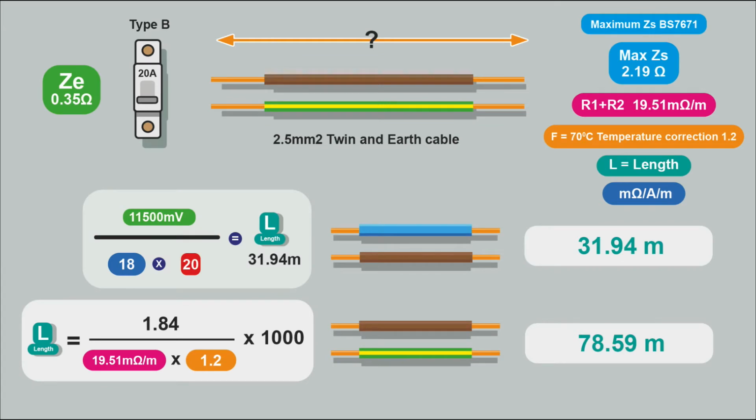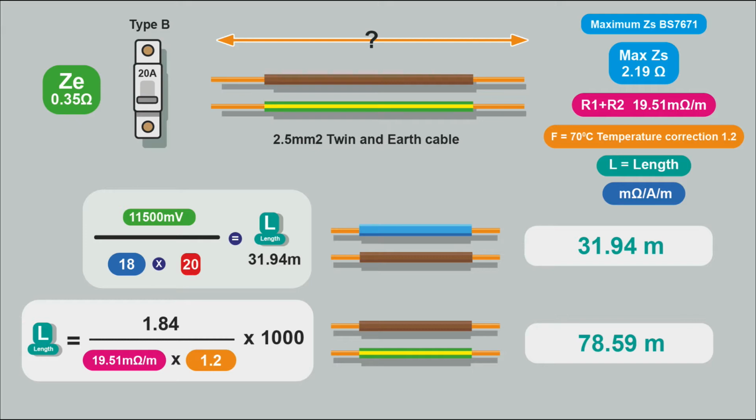So we've done the volt drop test and the ZS test for maximum lengths, and we've got vastly different maximum lengths. The volt drop gives us nearly 32 metres, and the maximum ZS 78 metres. Why the disparity? When you're doing everything at maximum, you're not going to really get accurate lengths. Take the volt drop for example. We're saying that our design current is 20 amps. The design current might be a lot less than 20 amps, which will increase the length of the run.